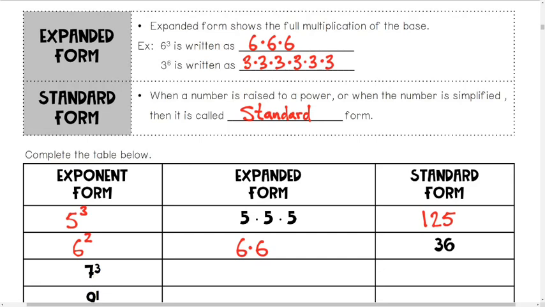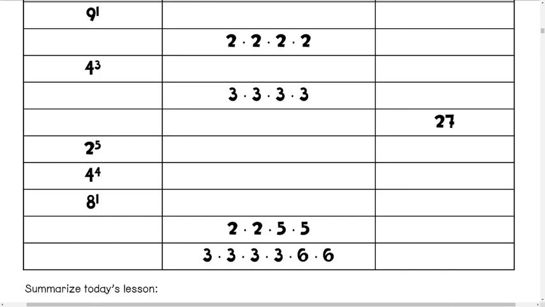7 to the third power, that would be 7 times 7 times 7 in expanded form. And then if I multiply that through, 7 times 7 is 49, and then times 7 would give me 343. Our next example, 9 to the first power. Now that one kind of seems tricky, but all it is just saying is that there's a base of 9 and an exponent of 1, which means there's just one 9, which means my answer is 9.